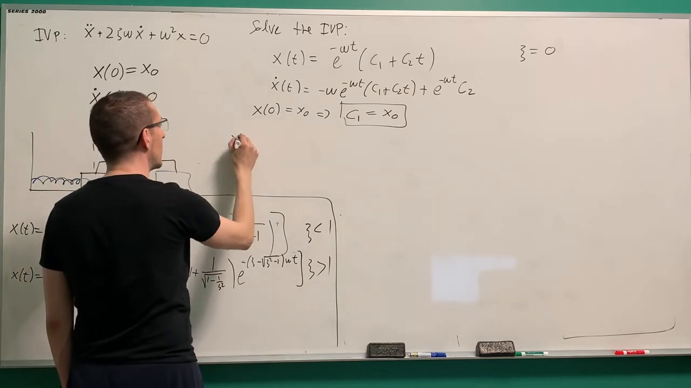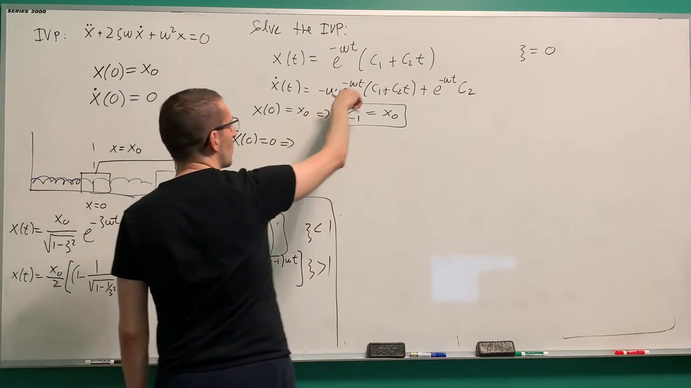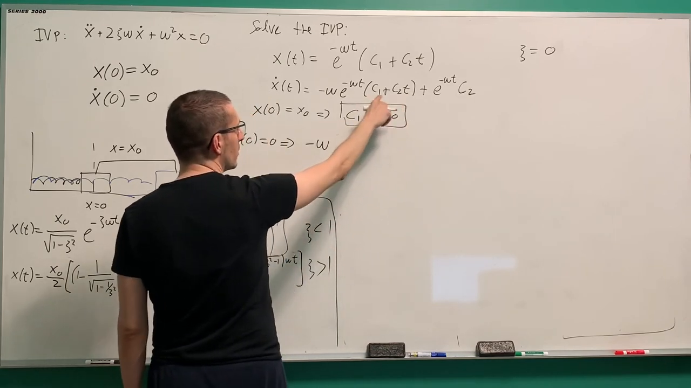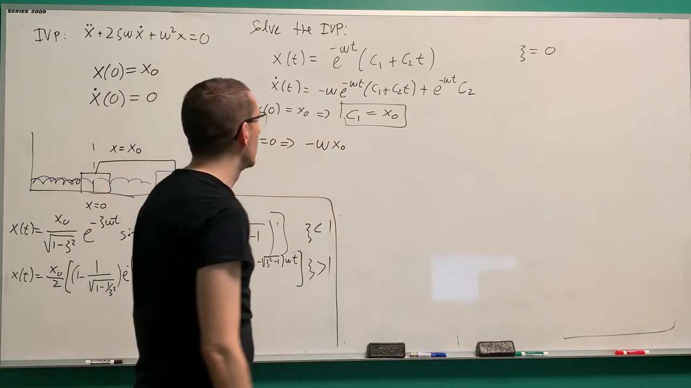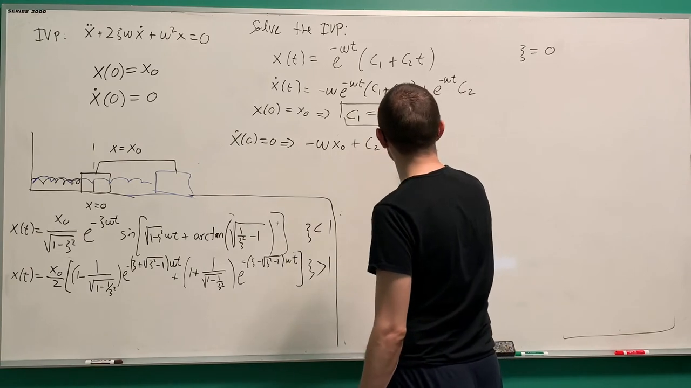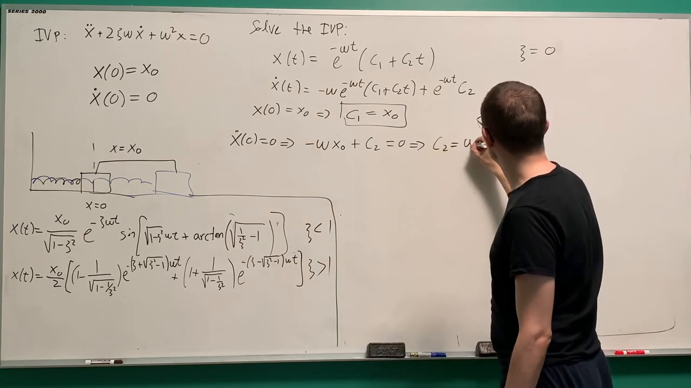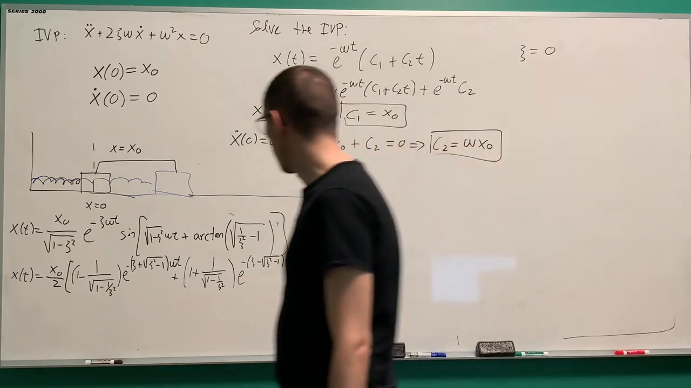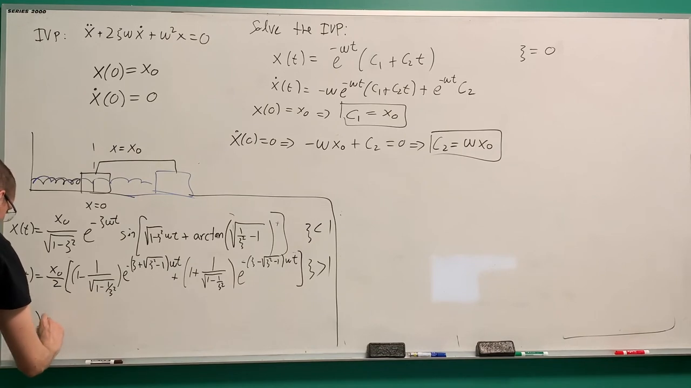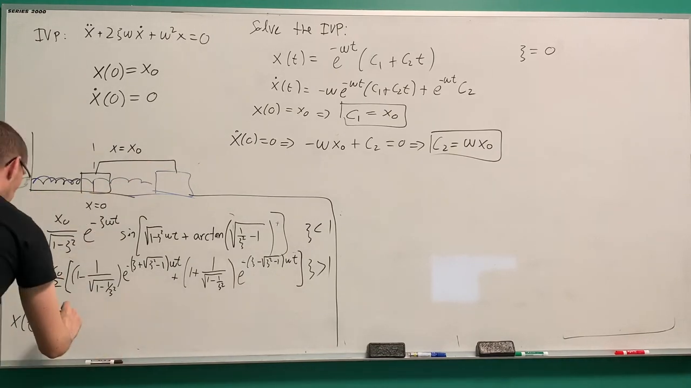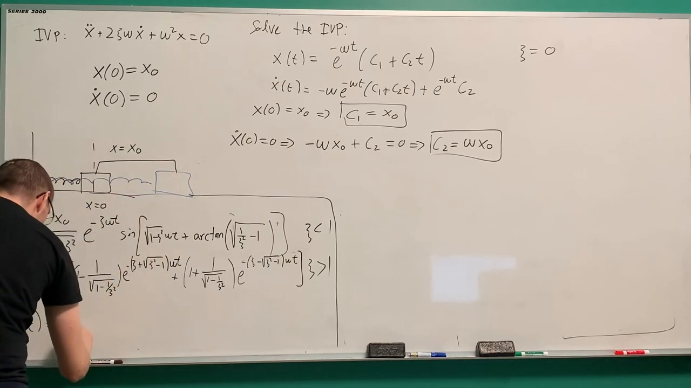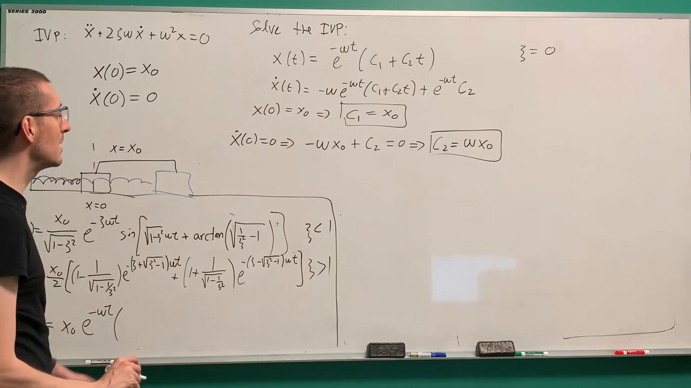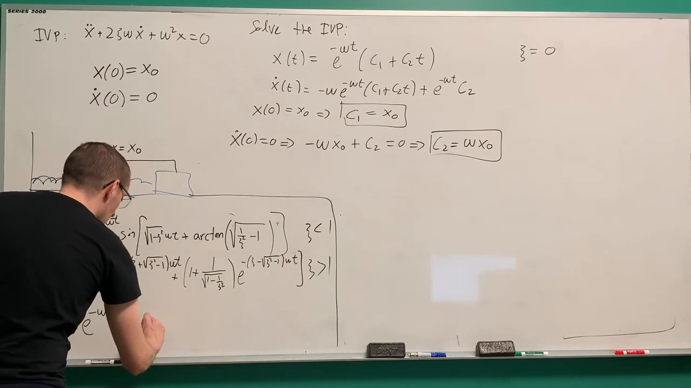All right, let's find C2. So we equate x dot of 0 to 0. What we get is this is a 1, so minus omega, and then that multiplies only C1, because there's a t in here and t is 0. C1 is x0, so let's write an x0 in here already. Plus, there's a 1, C2 equals 0. So that tells me directly that C2 is equal to omega x0. As simple as that. So in this case, the solution is really easy. And the solution in the critically damped case is just, we can take a common factor x0, because C1 and C2 are both x0. So it's x0 that multiplies e to the minus omega t, and that multiplies 1 plus omega t.